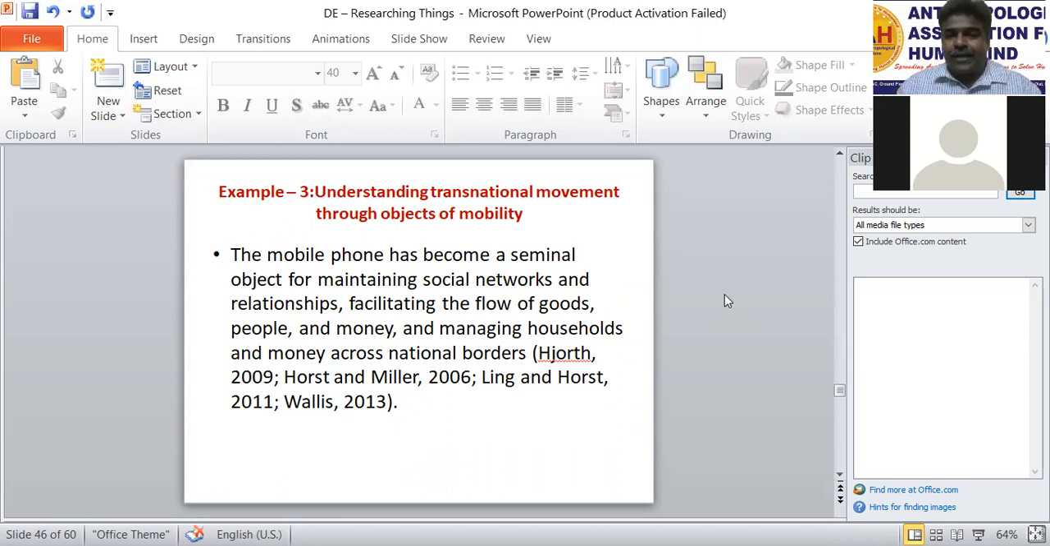The mobile phone has become a seminal object for maintaining social networks and relationships, facilitating the flow of goods, people and money, and managing households and money across national borders. Tijort, Horst and Miller, Ling and Horst, Wallis.